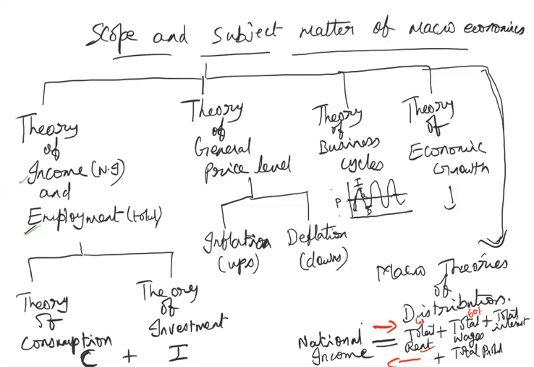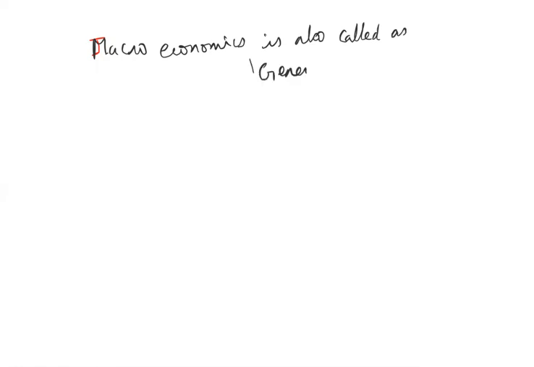Now, as I mentioned, macroeconomics, already I mentioned to you the name of the book published by Keynes, General Theory of Employment, Interest, and Money. Another name for macroeconomics is that it is also called General Theory or Income and Employment Theory.